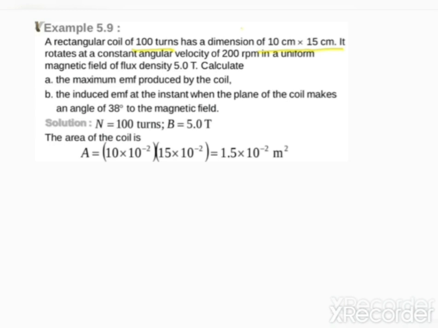First, we can calculate the area of the rectangular coil, since the dimensions are already given. Therefore the area is 1.5 times 10 to the power of negative 2 meter squared. And in the question we are given the angular velocity omega, 200 rpm. So first we have to convert revolutions per minute into radians per second.